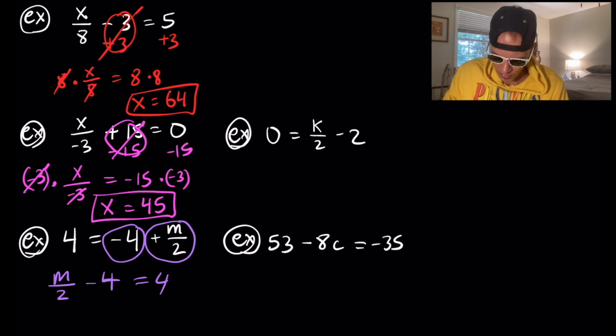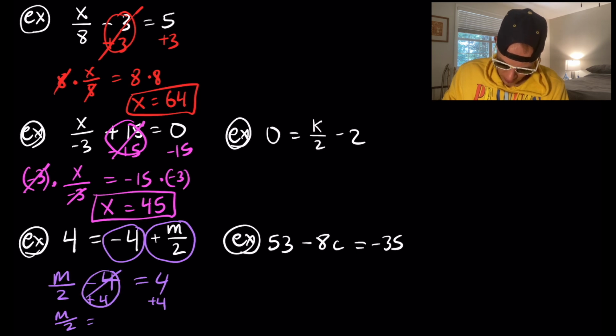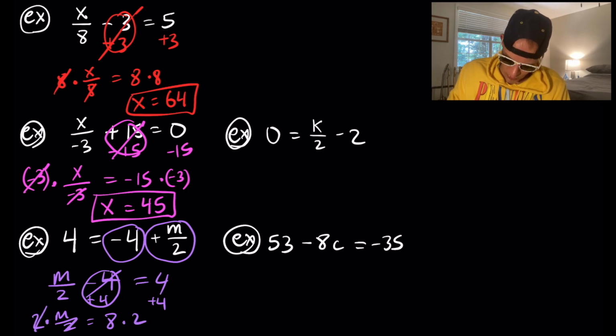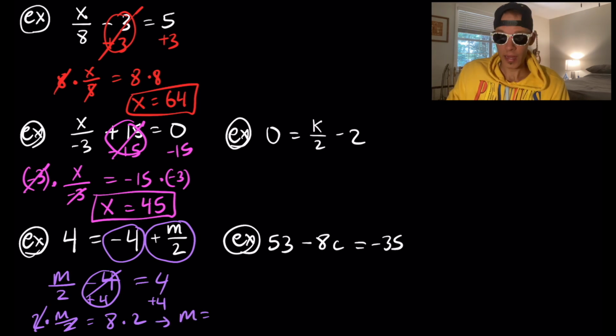So I'll undo this minus 4 by adding 4 to both sides. That'll give me m over 2 is equal to, remember these cancel out, m over 2 is equal to 4 plus 4 is 8. And to undo that divide by 2, I'm going to multiply both sides by 2. Those 2's will cancel out. I'm left with m is equal to 8 times 2 is 16.